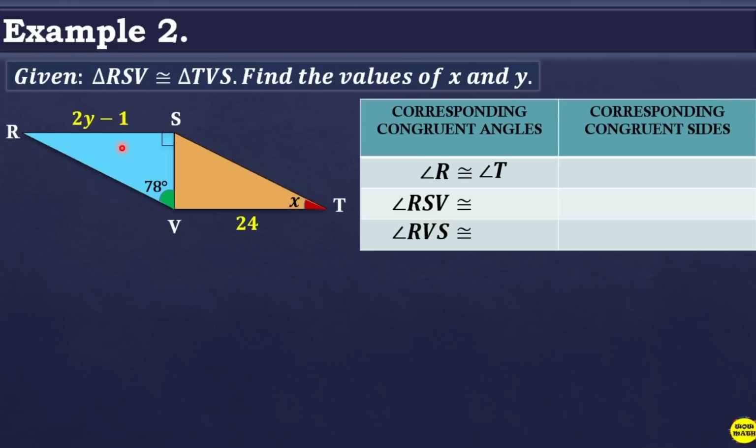You can check this in your congruent statement. Angle R, your first vertex, is congruent to the first vertex, angle T. Next, angle RSV.